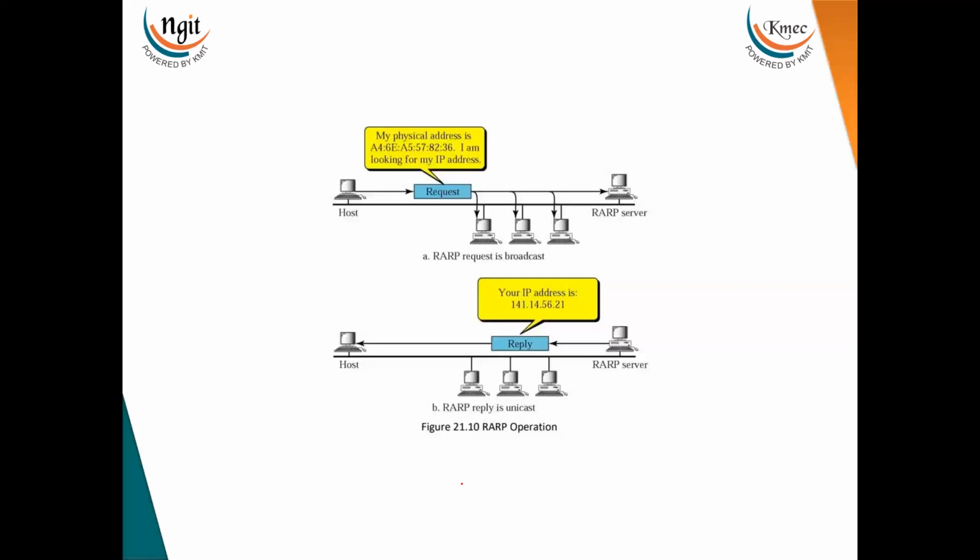Now this is the process. Here we give the physical address, and it uses the IP address to reply back to the client. RARP is the Reverse Address Resolution Protocol, because in ARP the target system address is not known, but in RARP we know the target system IP address.